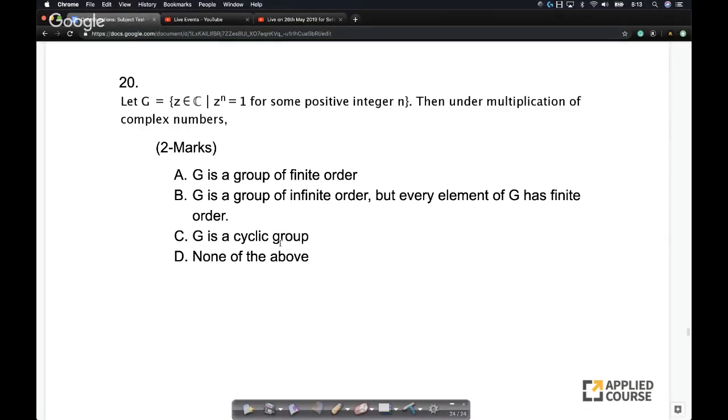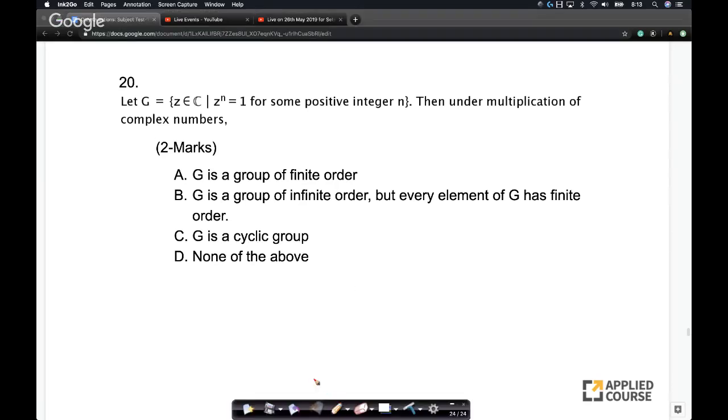Okay, so let's see what this is. You have the set Z, and these are complex numbers. This C basically represents complex numbers, right? And z to the power n equals 1 for some positive integer n. So that's your set. It's a set which consists of complex numbers such that their exponent equals 1, and the operator is multiplication. Okay, is G a group of finite order?